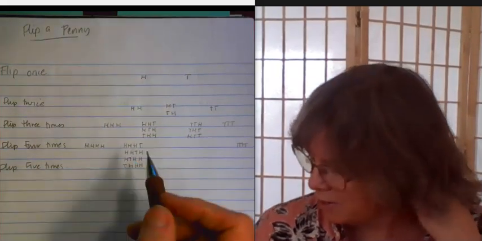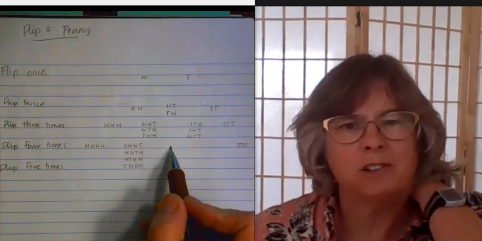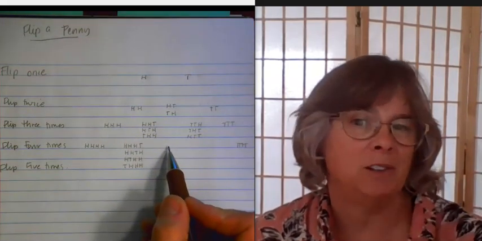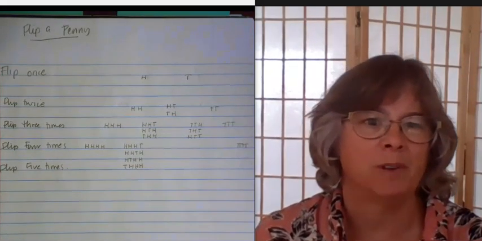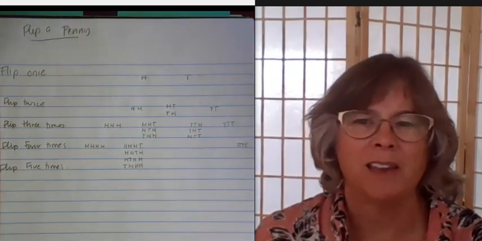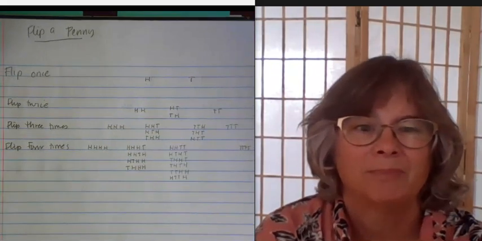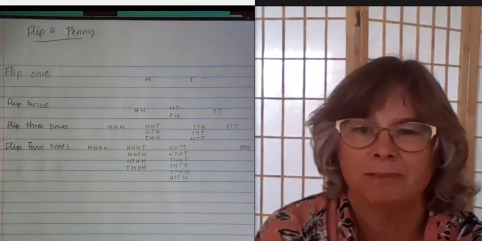What about the next one, 2 heads and 2 tails? How many ways can you get 2 heads and 2 tails? And is there a nice way of organizing this right here? So go ahead, try that now. I got 6 of them. How many did you get?